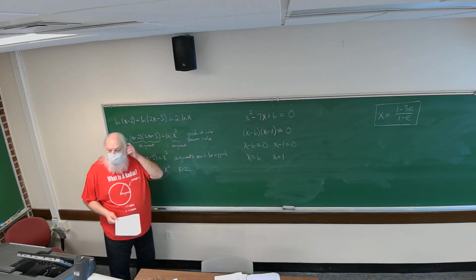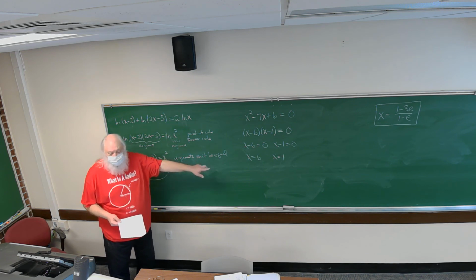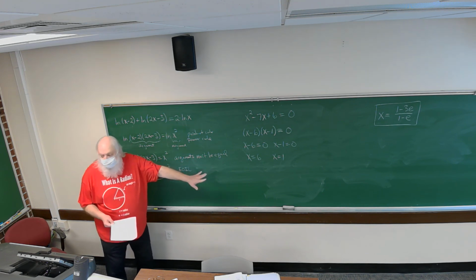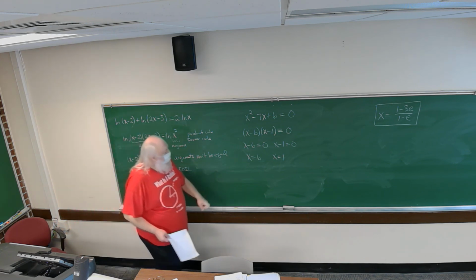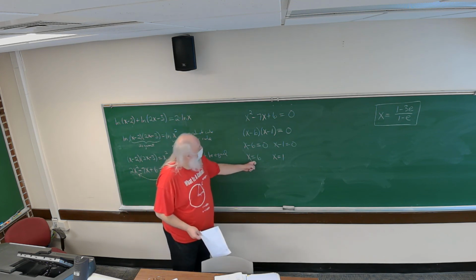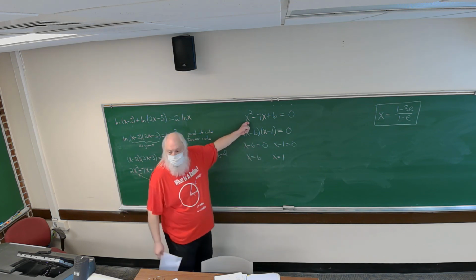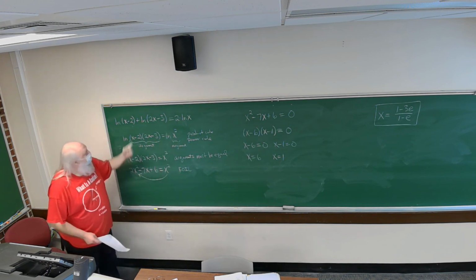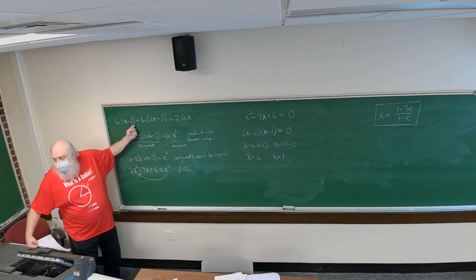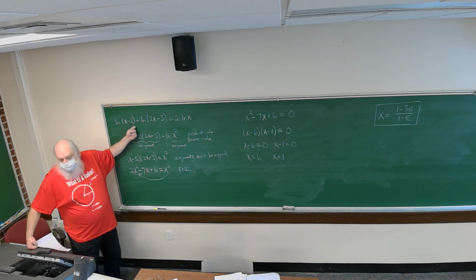Now, here's the problem. It appears there's two solutions, doesn't it? One of those is called an extraneous solution. 6 and 1 are the solutions to our quadratic equation here. But only one of those numbers works in our original equation. Do you know which one it is?